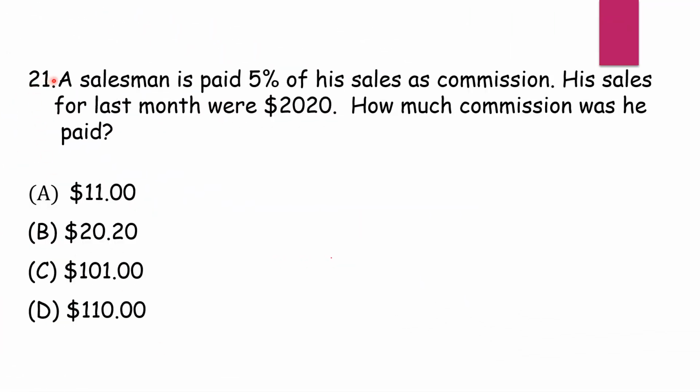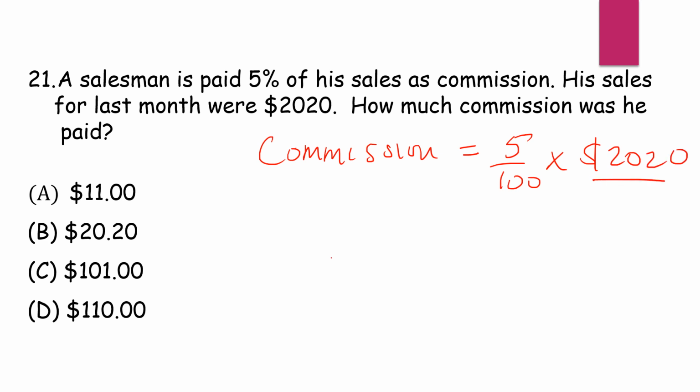Question 21. A salesman is paid 5% of his sales as commission. His sales for last month was $2,020. How much commission was he paid? So commission paid will be equal to 5%. It's 5 over 100 times 2,020 over 1.